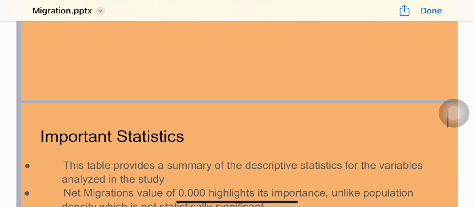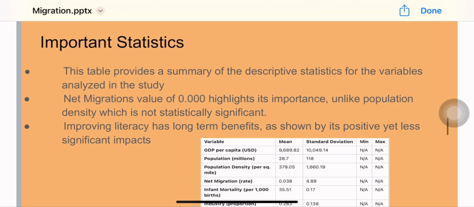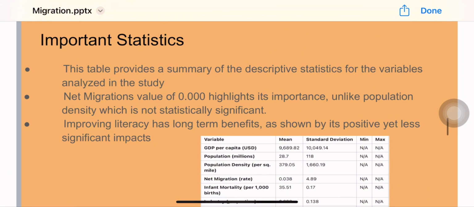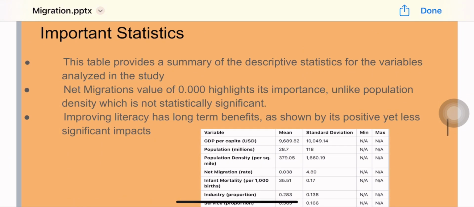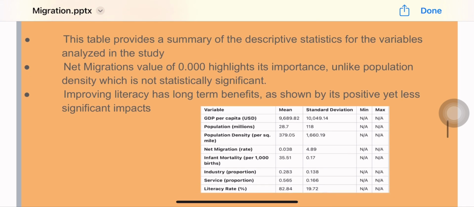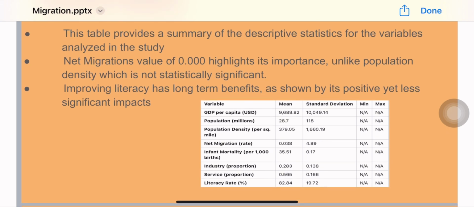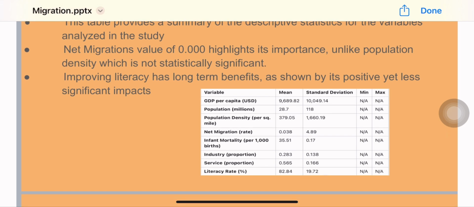Okay, next page, important statistics. This table provides a summary of the descriptive statistics for the variables analyzed in the study. The migration value of 0.00 highlights its importance, unlike population density, which is not statistically significant. Improving literacy has long-term benefits as shown by its positive yet less significant impact. And to talk a little bit about this, the table provides a summary of descriptive statistics for the variables analyzed in the study.